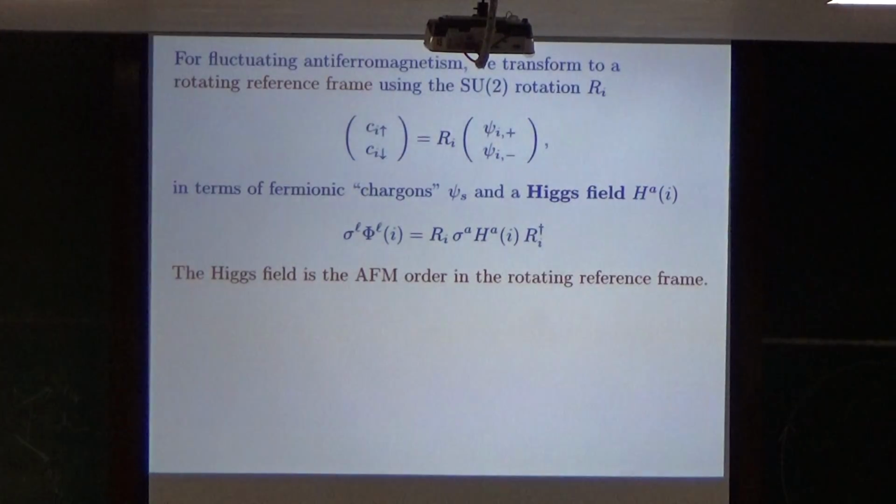Okay, so the way I'm going to do that is imagine phi is rotating from point to point. So I just go into a rotating reference frame. So this is the original electrons.